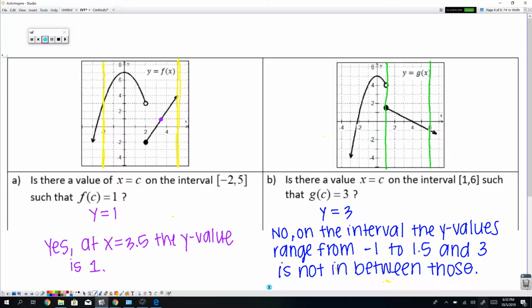Now, something that you have to be really careful about is that if they ask you about the intermediate value theorem, you need to use the requirements that we've stated, but here it doesn't ask you anything about those. So we're just asked to look.